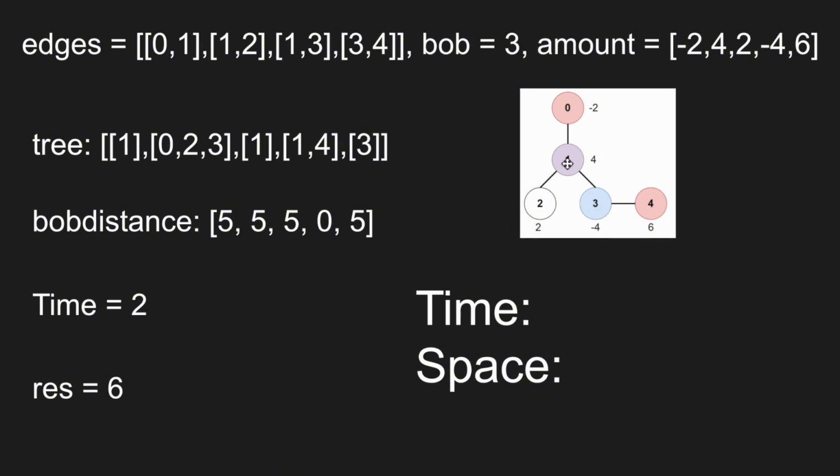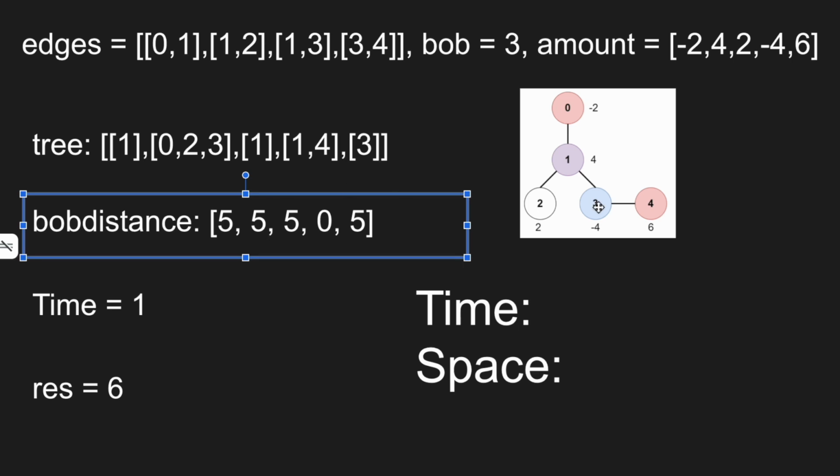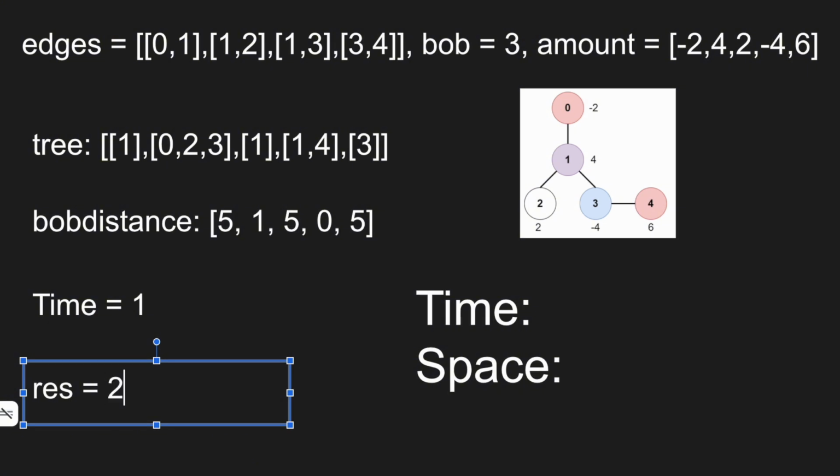Now we trace back to 1. So the time is 1. But before we do any calculation, since we're tracing back, we need to edit the Bob distance since Bob is going 1 this way. Since 1 is equal to 1, we only add the half credit. So we will add 8. And since it's better to add 2 to 6 and 2 to 2, then we will keep 8 as the net income result. Now we trace back to 0.